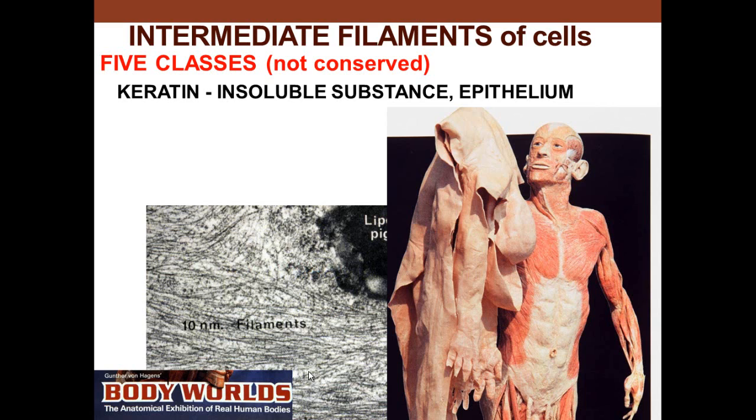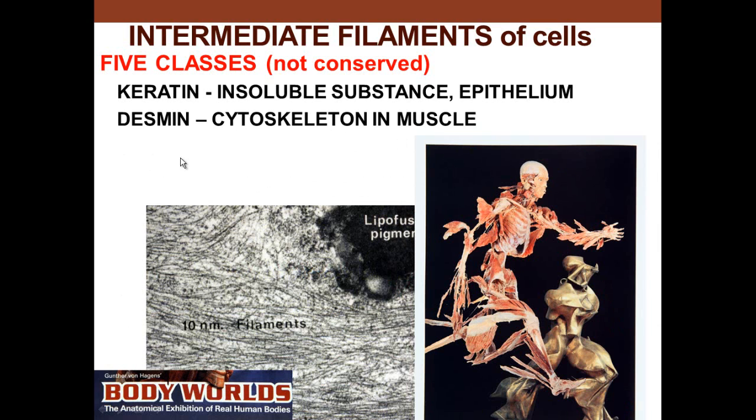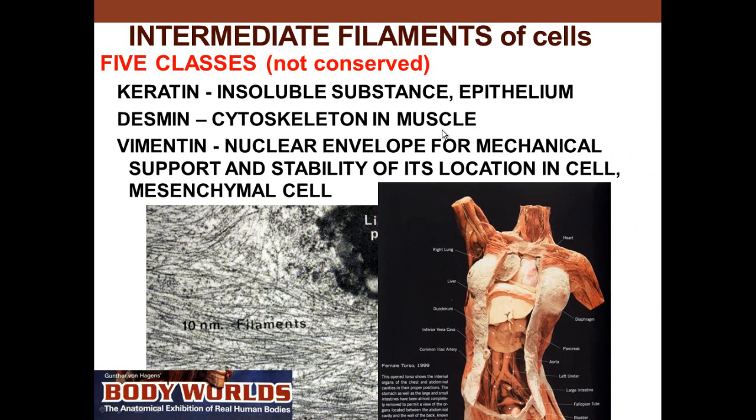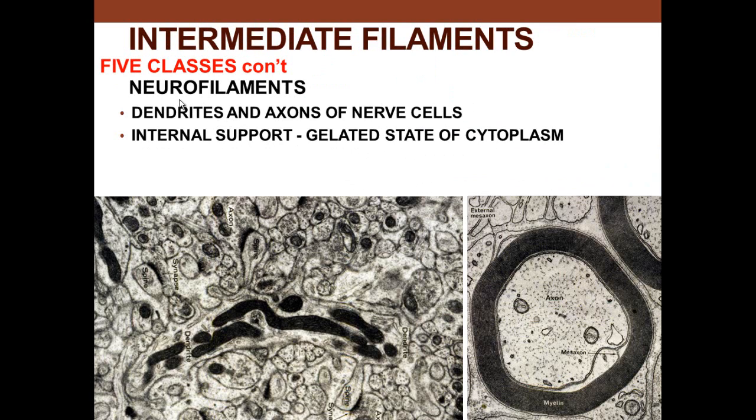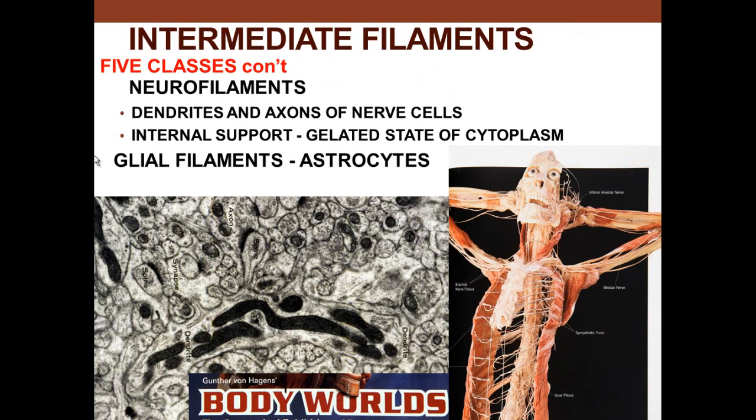Now, the intermediate filaments are not conserved during evolution, unlike tubulin and actin, which are highly conserved. Intermediate filaments are not. So therefore, the different cell types of the body have different intermediate filaments. Keratin is one that's in epithelium. Desmin is in muscle. Vimentin is in mesenchymal cells. And then you have a class of neurofilaments, intermediate filaments. And neurofilaments are in the axons and dendrites. And also you have glial filaments in the astrocytes that we see.